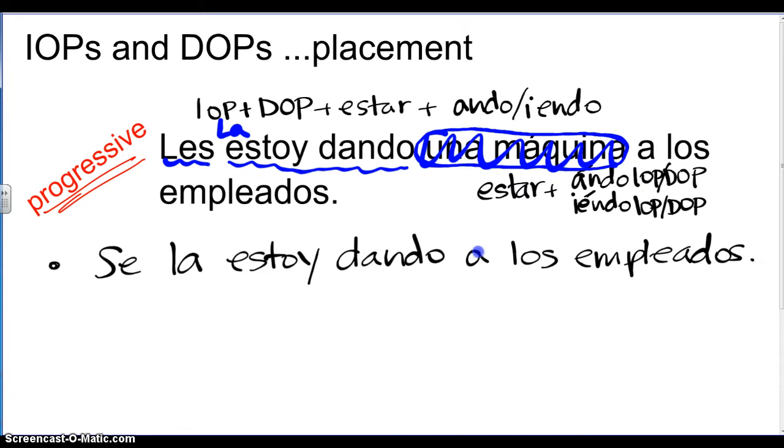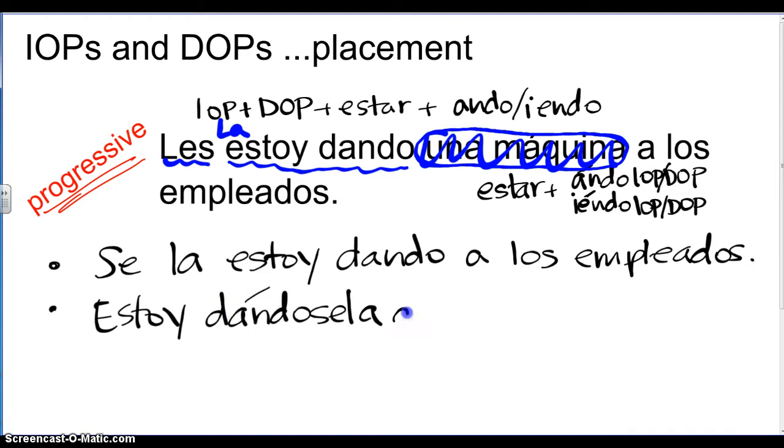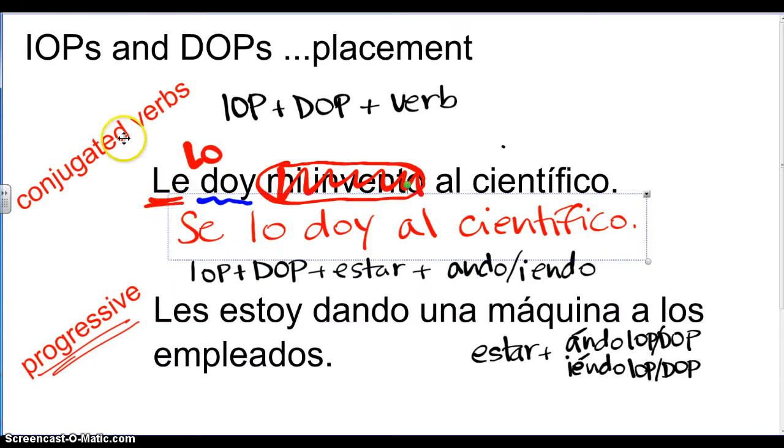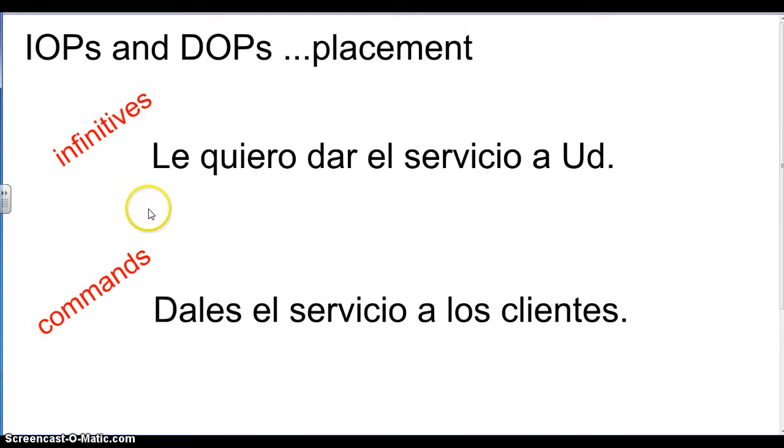And another choice, another way to write it would be to start with estoy and say estoy dándosela, and it would be all one word, a los empleados. Okay, so with present progressive or imperfect progressive, any of the progressive tenses, you have a choice. You can write it two different ways. Okay, with infinitives, same thing. You have a choice and you can write it two different ways.